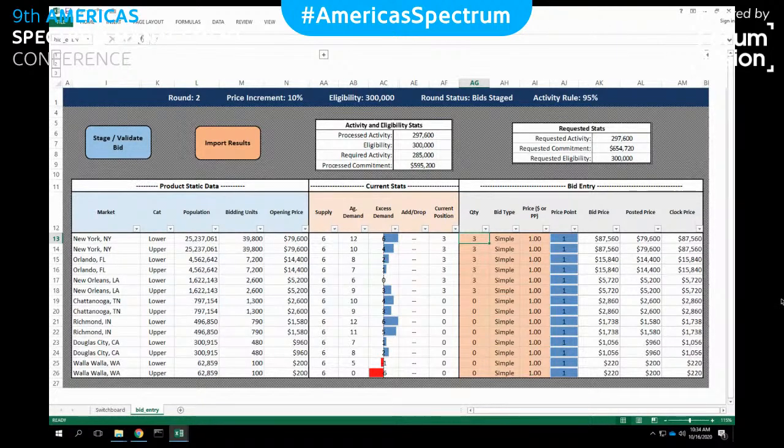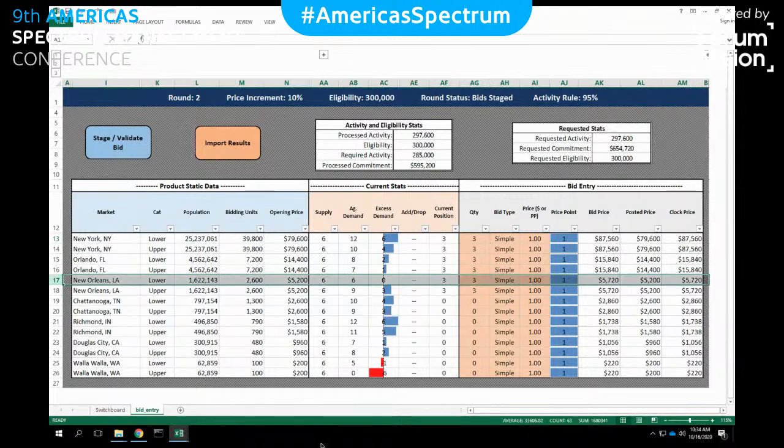But if you take a look at the requested commitment, it assumes the clock price for all of your bids, because you are actually indicating to the auctioneer that you are willing to pay up to the clock price. So, for example, in New Orleans lower, where there's zero excess demand, you might say to yourself, there's nothing driving the posted price up to the clock price. So why am I indicating that I'm willing to take up to the clock price? Am I bidding against myself? Why is the clock price used to calculate my requested commitment?